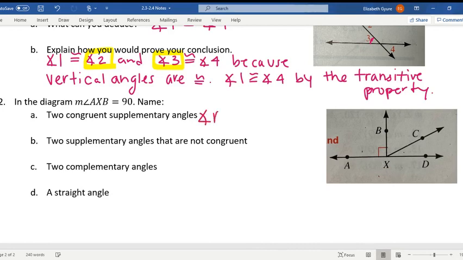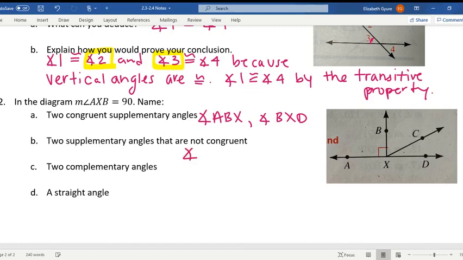So we're going to say angle ABX and angle BXD, or DXB if you prefer. Next, 2 supplementary angles that are not congruent. So again, they're still going to add up to be 180, but this time they're not congruent. Again, if you're looking for things that are supplementary, look for straight lines, straight angles. Right here, AXD is a straight angle. So I would say angle AXC and angle CXD. Those are going to add up to be 180, but they are definitely not congruent. One's obtuse and one's acute.